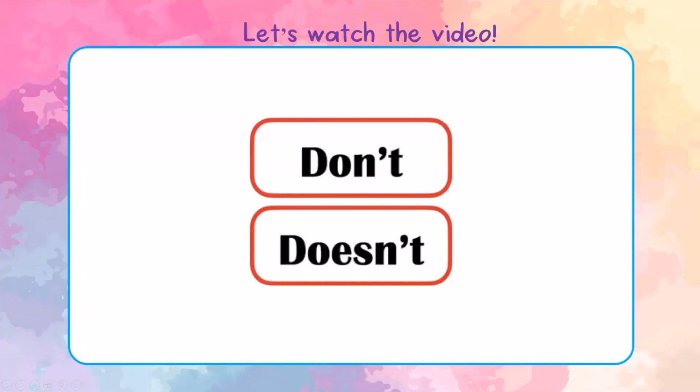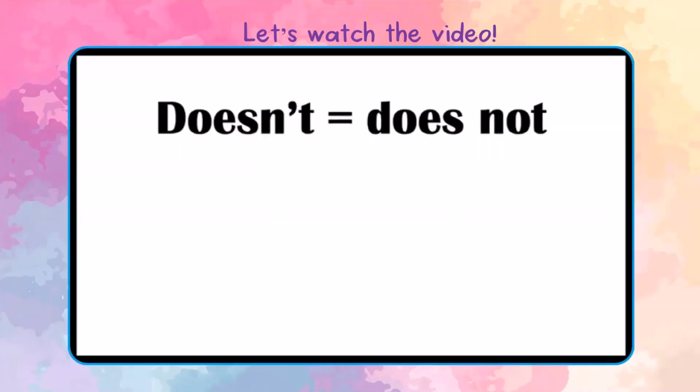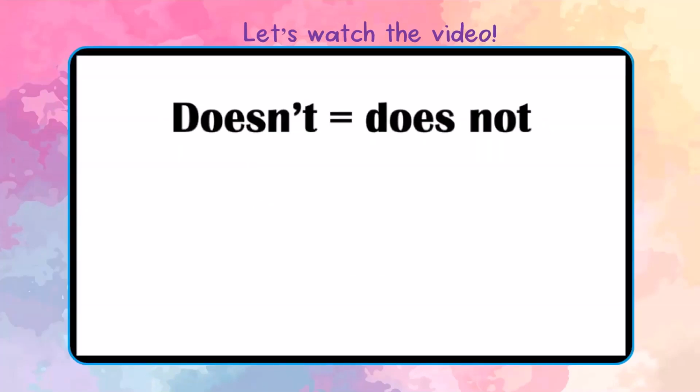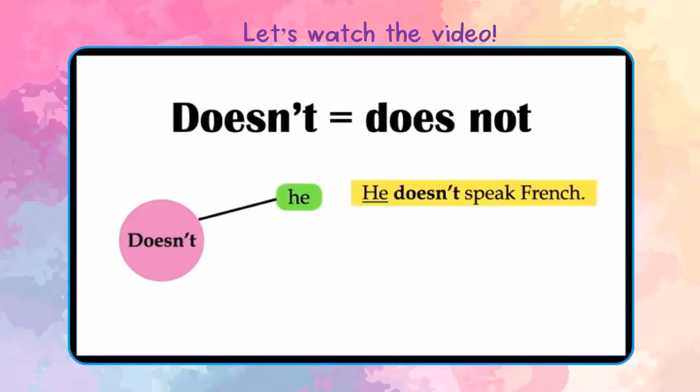Don't, doesn't. This video will teach you when to use don't and doesn't. Remember not to get the two confused. Doesn't is the shortened version of does not. Doesn't has 3 main uses. It can be used with he. For example, he doesn't speak French.